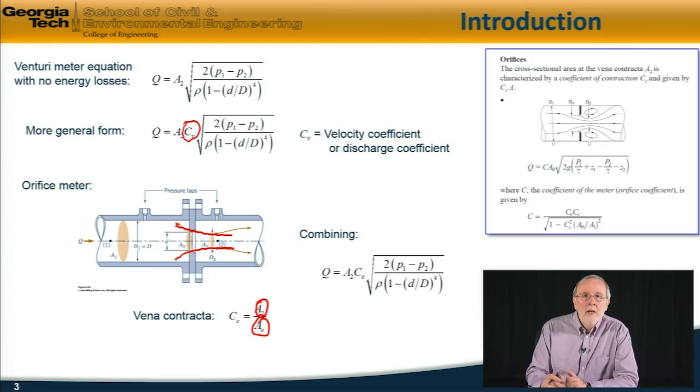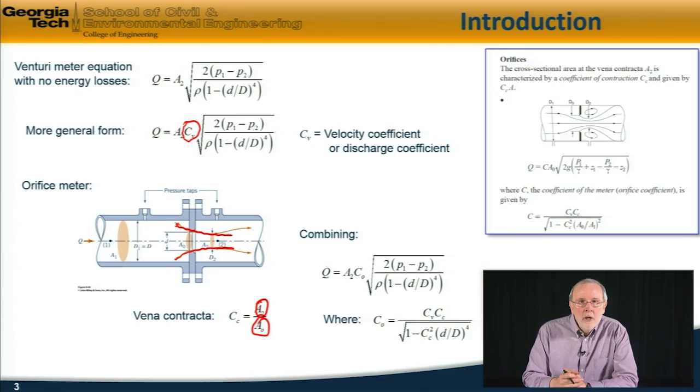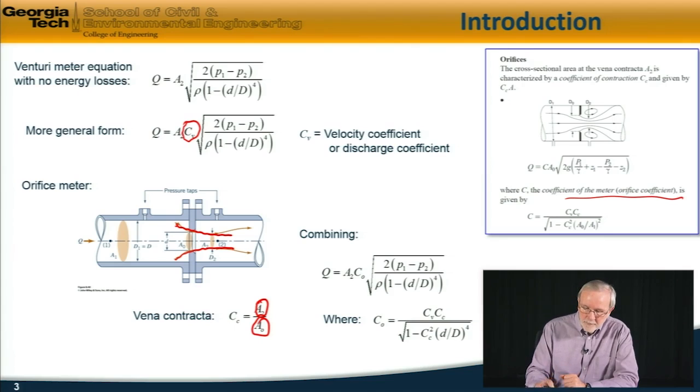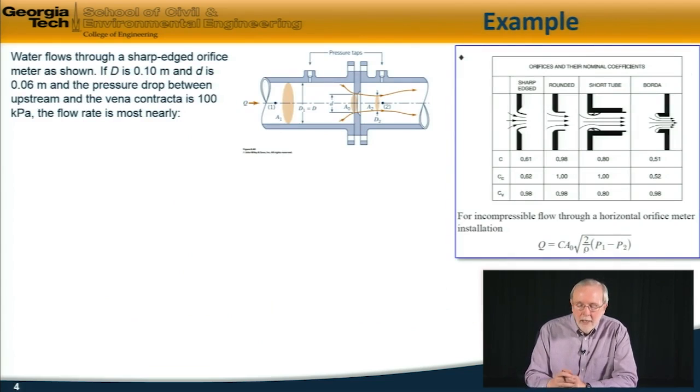So if we combine those equations, then we get this, where we have a new coefficient, C0, which is given by this equation here, with CV, Cc, etc. on the bottom. This coefficient, C0, is called the coefficient of the meter, or the orifice coefficient in the handbook. So here are some typical values of orifice coefficients and velocity coefficients from the handbook for various shaped orifices.